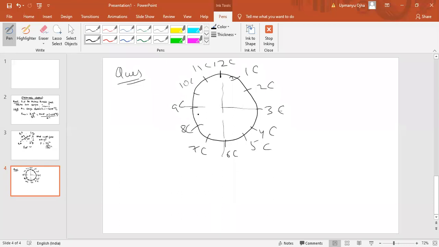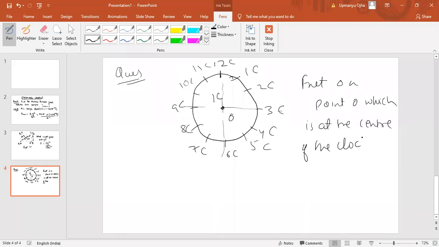Okay, fine. Now we are placing a charge of 1 coulomb at the center of the clock. Can you find the net force acting on that point charge? Find the net force on point charge O, which is at the center of the clock. Can you find the answer for this problem? I'll give you around 5 minutes to solve this problem and try to get the answer.